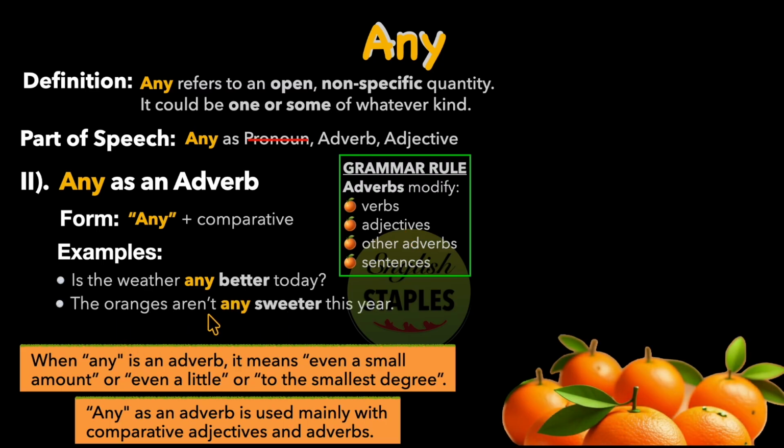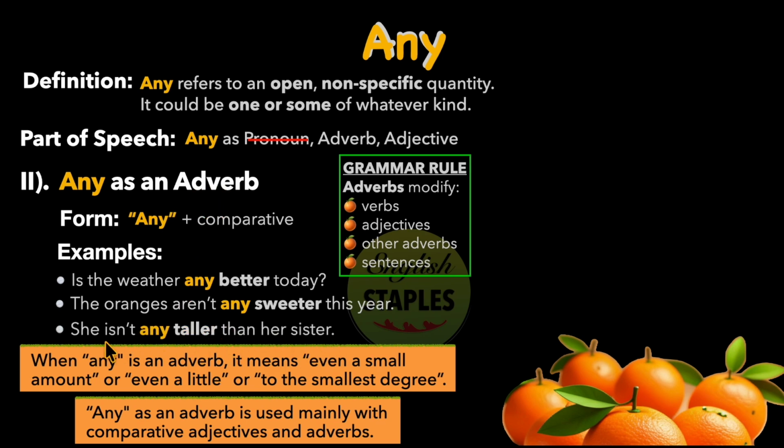The oranges aren't any sweeter this year. Sweeter is the comparative, comparing the oranges last year with the oranges this year. And we're saying that they aren't any sweeter. So here, any is modifying the adjective sweeter because sweeter is describing the oranges. And the same rule applies here. Adverbs modify adjectives. So here, the word any in both sentences is an adverb.